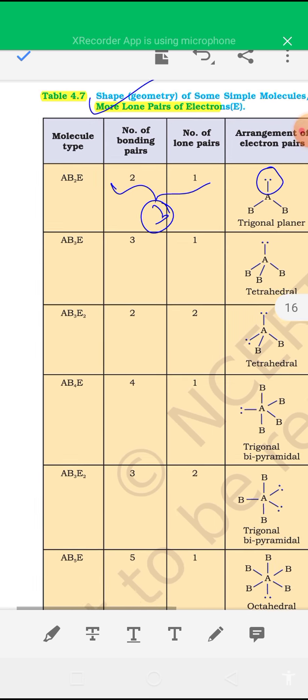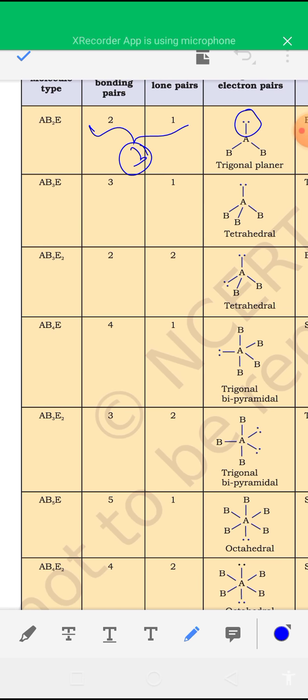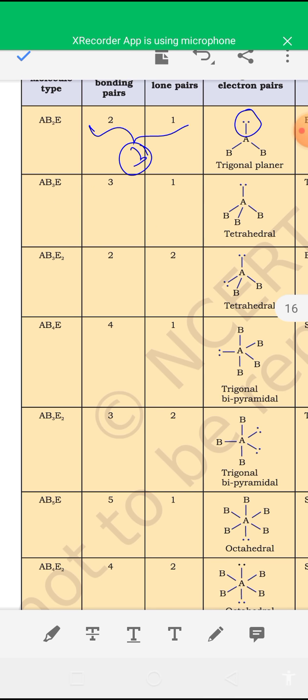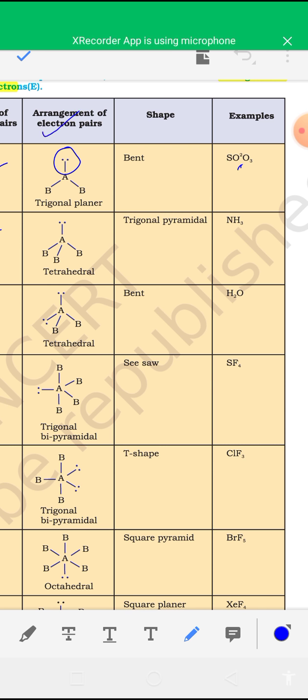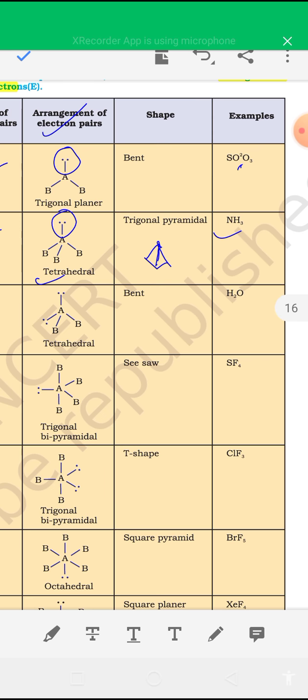These are bent shape. Next type of molecule AB3E, where E is lone pair. So total electron pairs is 4. 3 are bond pairs, 1 is lone pair. Total electron pairs is 4. The arrangement of electron pairs is tetrahedral. You have to give the lone pair here. And the shape of the molecule is trigonal pyramidal. Example of such a compound is NH3.